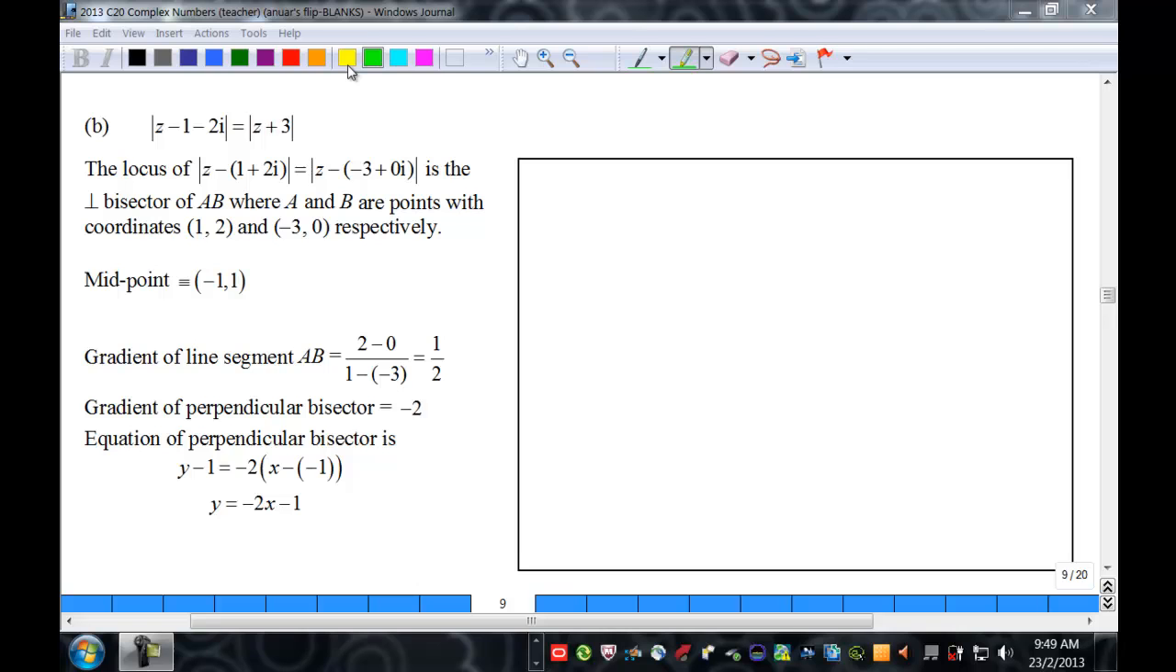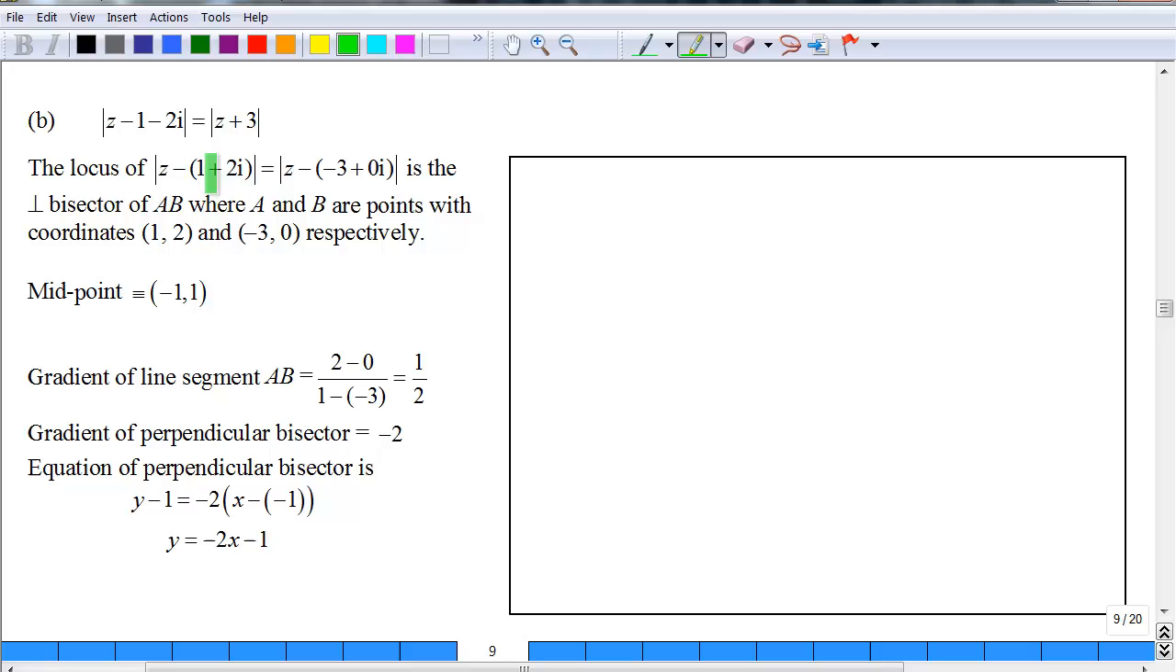Okay, let's continue with example 31b. Like what we have done before, we write the standard form of the equation, and you will be able to get this form. We are still looking at the distance between the point P and A, P and B.